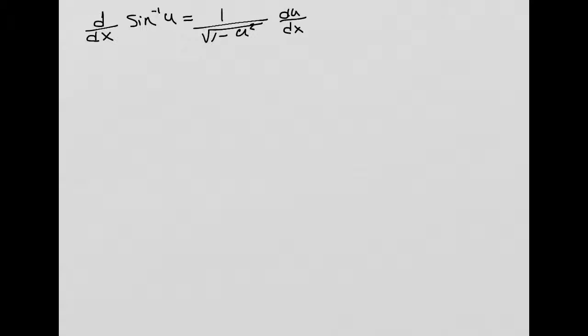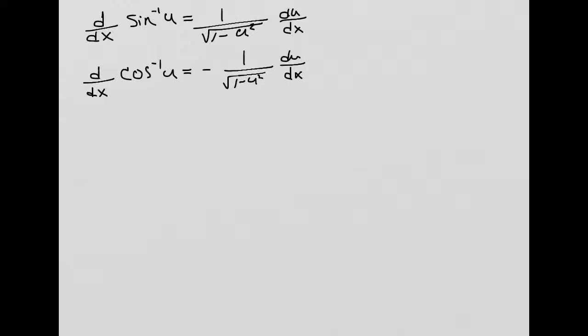Well, the inverse cosine of u is simply just going to be the opposite of the sine. I know that the derivative of a cosine is just a negative sine, so same thing here. If I take the derivative of an inverse cosine, I'm just going to get a negative 1 over the square root of 1 minus u squared, du dx.